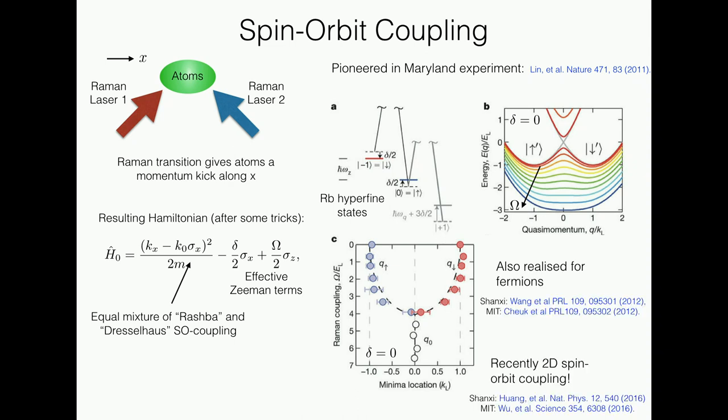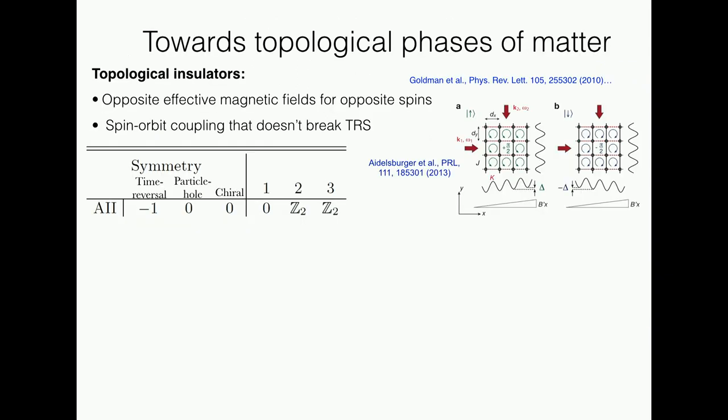I just want to mention that since then it's also been realized for fermions. This was with bosons. And very recently it has been done using very complicated schemes for 2D. So now we do have 2D spin-orbit coupling in cold atoms. It looks a bit weird, but we do have it. And so how is all of this relevant? Well, this is just to tell you that we have these tools now.